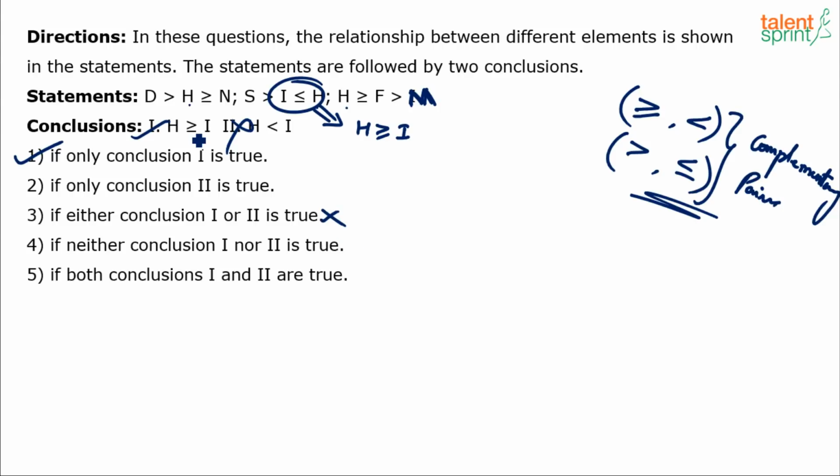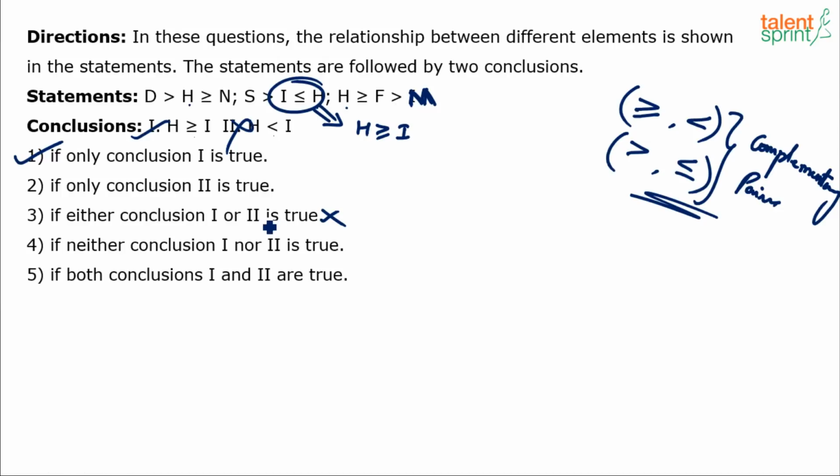Remember, just because all three possible results have been given does not mean that the answer is either-or. You have to look at the statements, because the statement very clearly tells us that H is greater than or equal to I. There is no possibility that H can be less than I. So don't be under the impression that whenever we have such complementary pairs between two variables, the answer is either-or. You have to look at the statements and only then decide.